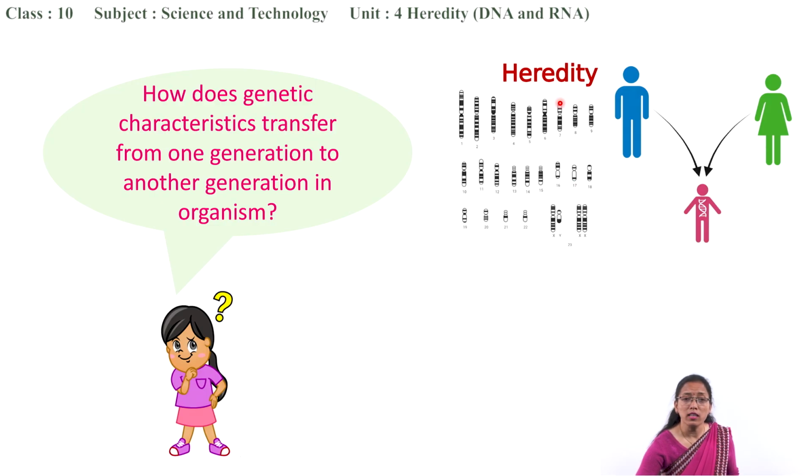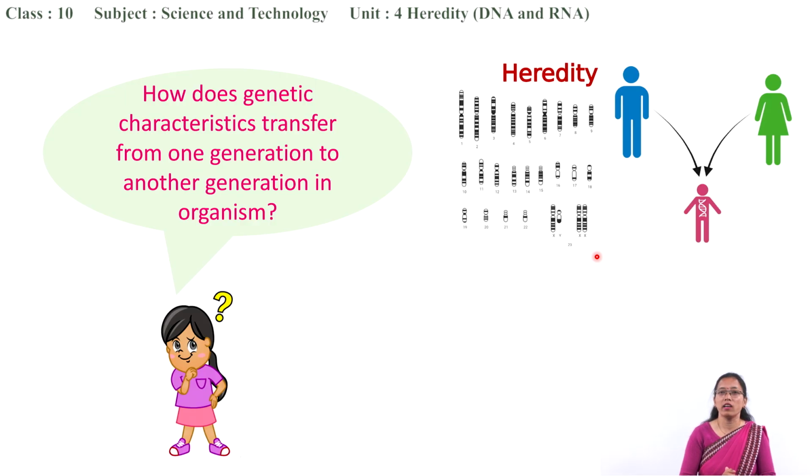So in heredity we should know about DNA and RNA, their structures and their functions in detail. That's why the heredity chapter is completely based on DNA and RNA. Every organism's heredity depends on DNA, especially because the whole chromosome is made up of DNA, where small genes are present. Those genes determine the characteristics of the organisms.